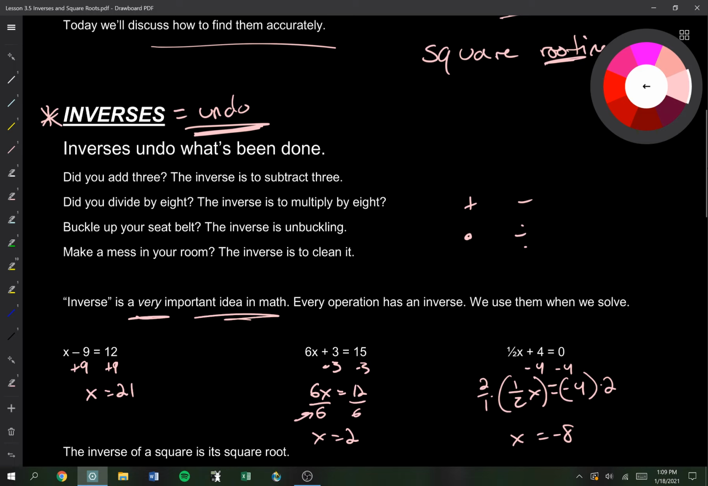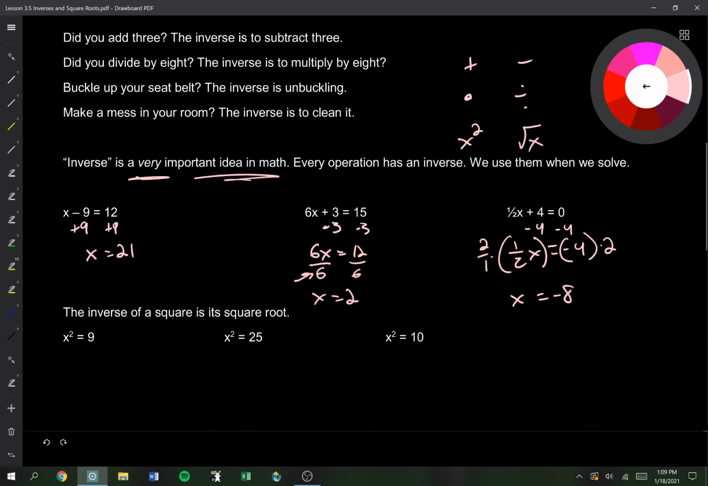Well, the inverse of a square is a square root. You undo squares with square roots. So here I have x squared equals 9. The inverse of this squaring, the way to undo this square and get it off the x, is to square root both sides. When I'm solving, whatever I do to one side of the equation, I do to the other, so I square root both sides.